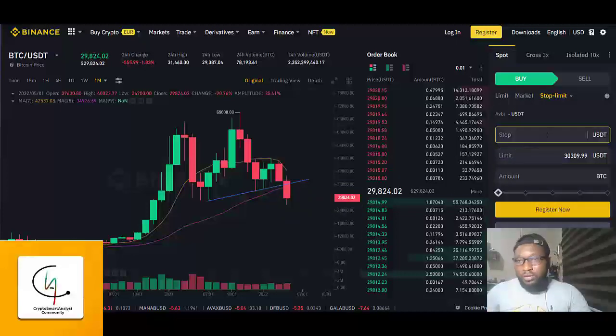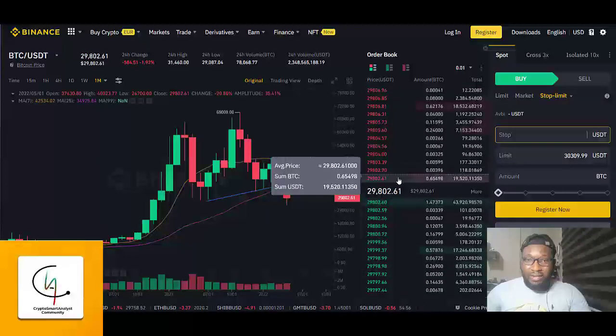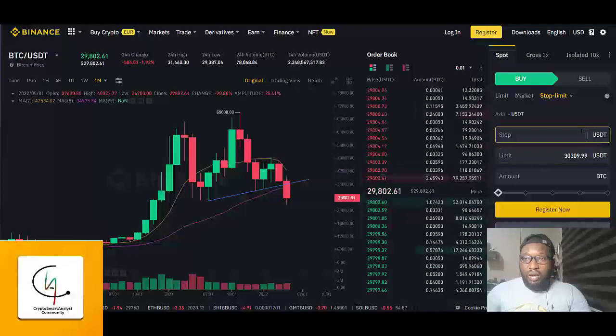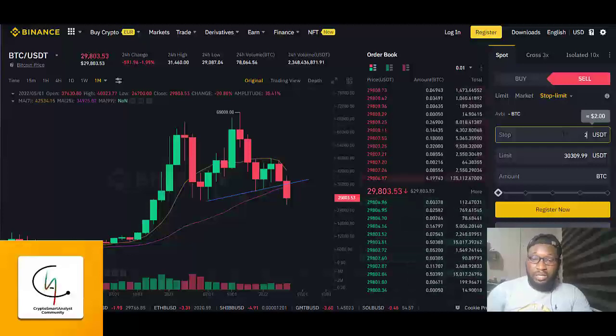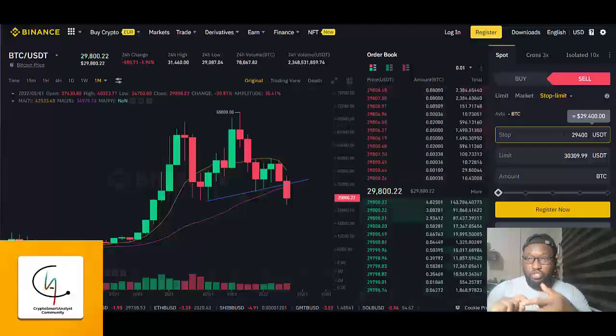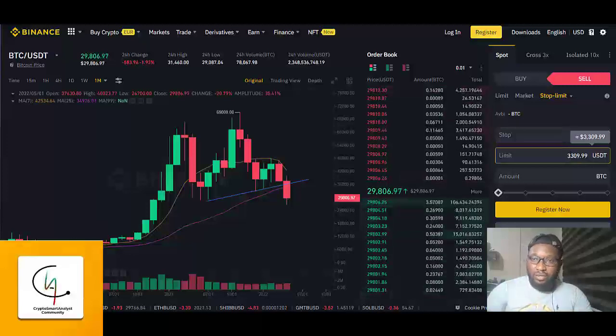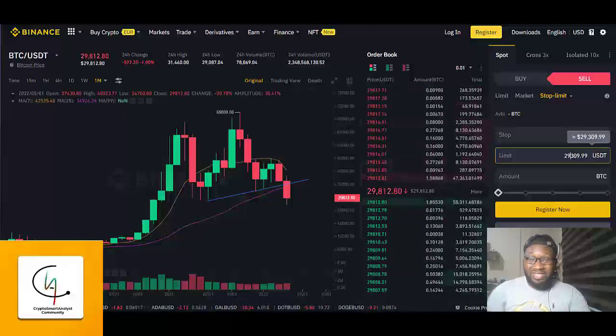Okay, so for limit stop loss, the stop tab is actually the trigger price. The current market price is at 29,800. I want to place my limit price, that is, the price at which it's going to sell. So if the market dumps to 29,400, it should trigger. It's not selling, it's a trigger, and when it gets to 29,309, it should sell. That is just the explanation of it.